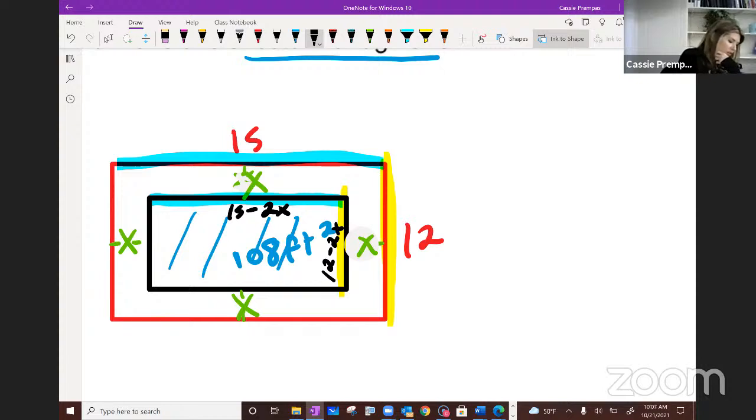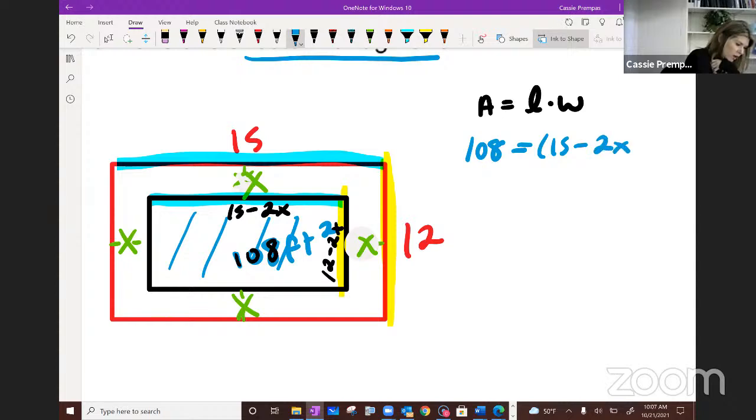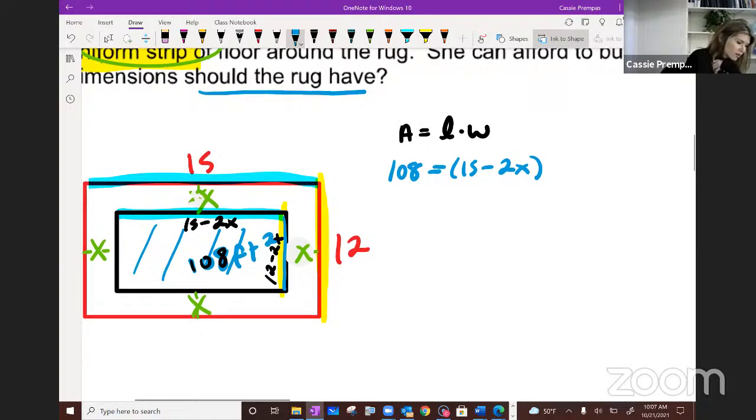Okay, now we know that the square footage of the rug is 108. How do you find the area of a rectangular piece? Well, we know area again is equal to length times width. So the area of the rug, which is 108, is going to equal the length of the rug, which is 15 minus 2x, times the width of the rug, which is 12 minus 2x.